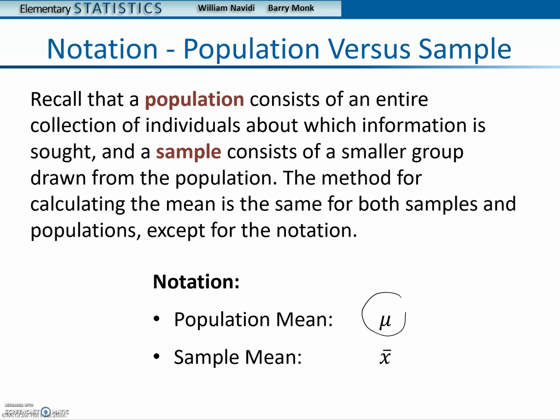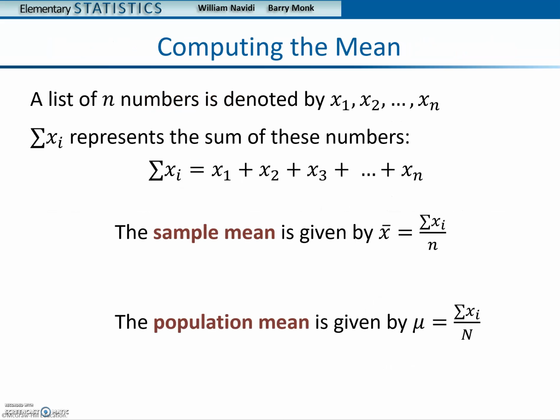The population mean has the symbol here, that's mu, and the sample mean has this symbol here, which is x bar. So when you see this symbol, mu, they're talking about the mean, but it's with the population. When you see this symbol, they're also talking about the mean, but it's with a sample. A list of numbers, whose count they designate by n, is denoted by x1, x2, ... xn. So this is just notation on a list of numbers.